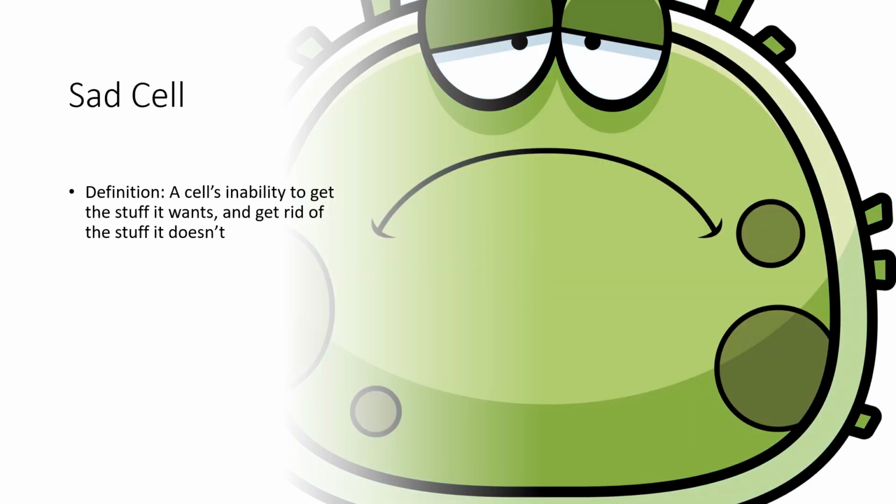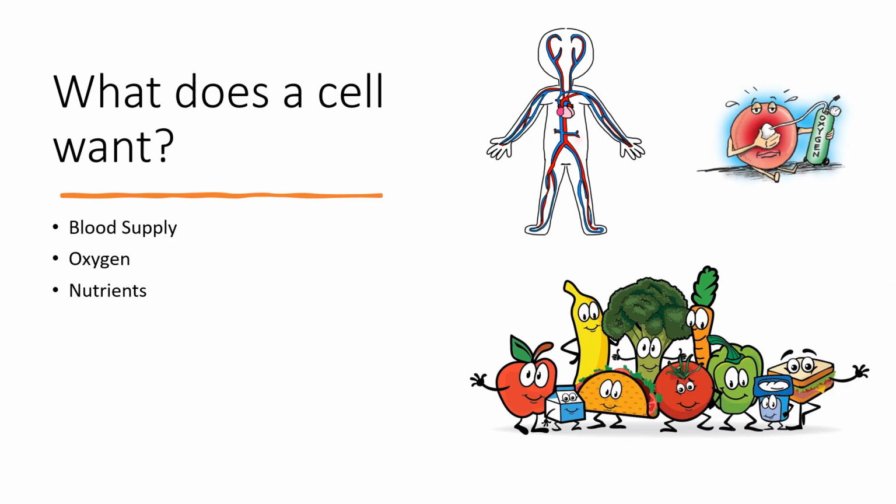In contrast to the happy cell, we can imagine that the sad cell is the opposite. The cell isn't able to get the things that it wants or needs, or it can't get rid of the stuff that it doesn't want. This could be caused by a lot of different things, but the idea is simple. These cells are sad because of this inability to get the things that they want, or they just can't get rid of the stuff that they don't want.